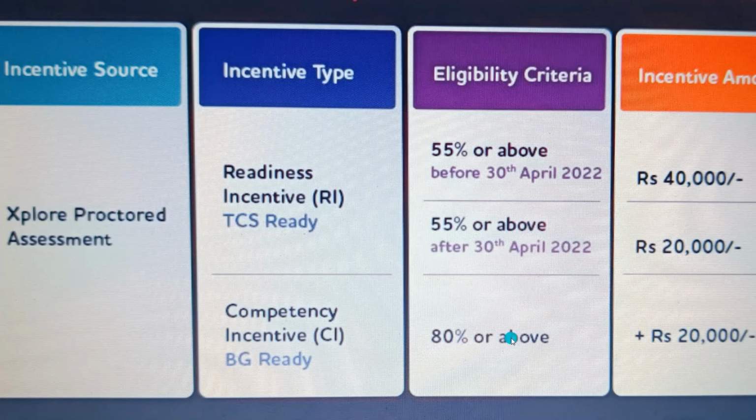Now for 80% and above, if you clear this exam with 80% or above, you will get 20k extra, meaning 40k plus 20k, a total of 60k incentive if you clear 80% and above. If you score 80% above after 30 April, you will get 20k readiness incentive and 20k competency incentive, so total 40k. Let me tell you in simple language: if you score 80% above before 30 April, you will get a 60k incentive, and if you score 55% above before 30 April, you will get a 40k incentive. After 30 April, if you score 80% above, you will get a 40k incentive, and if you score 55% above after 30 April, you will get only a 20k incentive. So these are the incentive criteria.